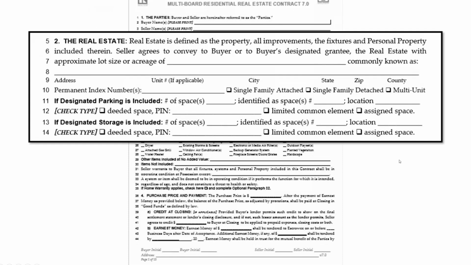Paragraph number 2 is the real estate. This is what is it that we are selling. So it starts with the approximate lot size or acreage of, and again, that is available through the MLS. So you should be able to find in there what the lot size or the acreage is, and it says approximate. So you don't need to worry about it being exact, it's whatever's in the MLS.